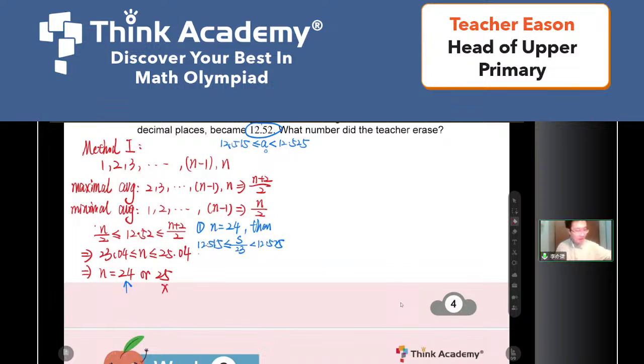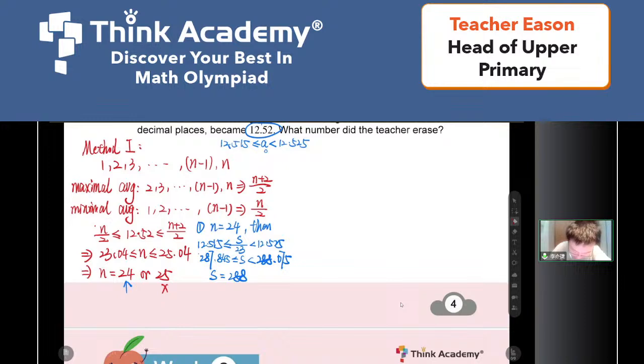Beyond this range. Then let's calculate. So here we will see this is 12.5 times 23. So this is 287.845. Now this is C, 288.075. And S is an integer, which means S can only be 288. Then S is 288, the sum of the remaining 23 numbers.